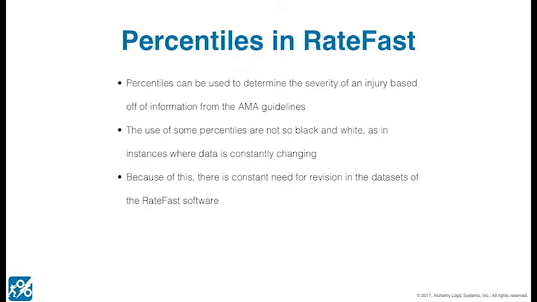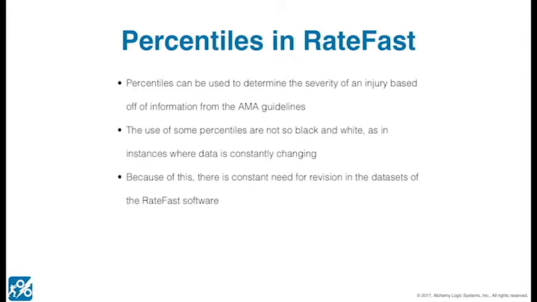Percentiles are used in RateFast. Percentiles can be used to determine the severity of an injury based on the information of the AMA guides or the whole person impairment result. Now, it's interesting to think about that this number is always changing. As more data is added to the database, the percentiles are constantly reshuffled and become more valuable because more context is provided for the result.